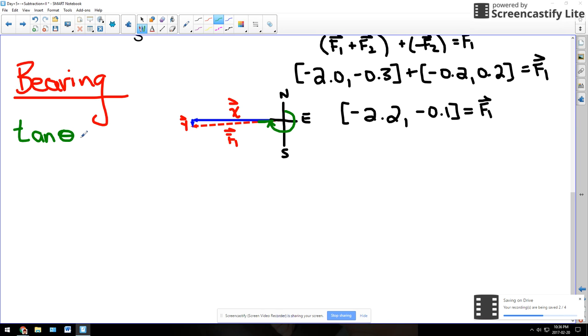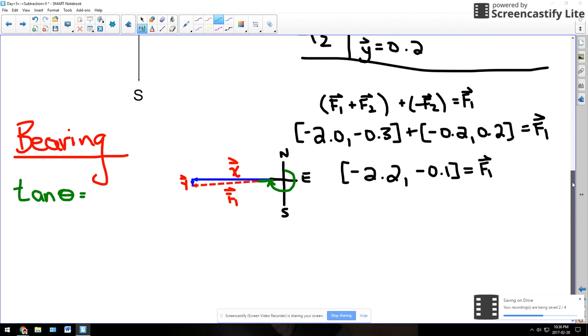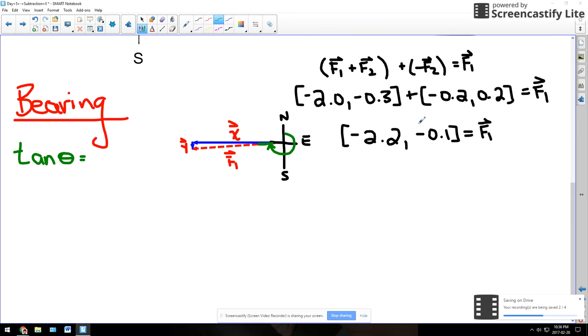Okay, so tan of theta, we don't know the angle, it's going to be opposite. Y is our opposite of that angle. Y is, what are we doing here? Y is negative 0.1. We can kind of ignore the negative because that just tells us the direction. I can orient this triangle however I want. So we don't really worry about the signs here.